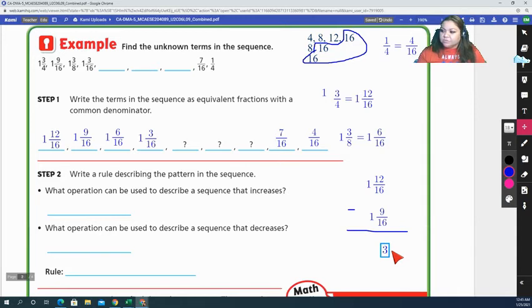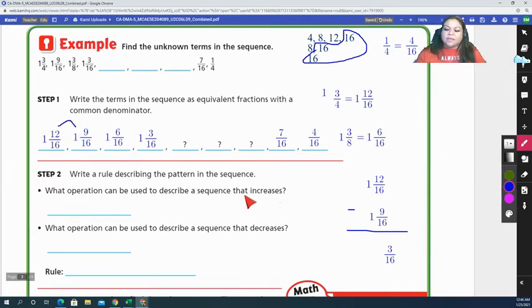12 minus 9 is 3. And then the denominator is 16. And then 1 minus 1 is 0. So that means that 3/16 is the difference between my first term and the second one. So I'm going to keep note of that.